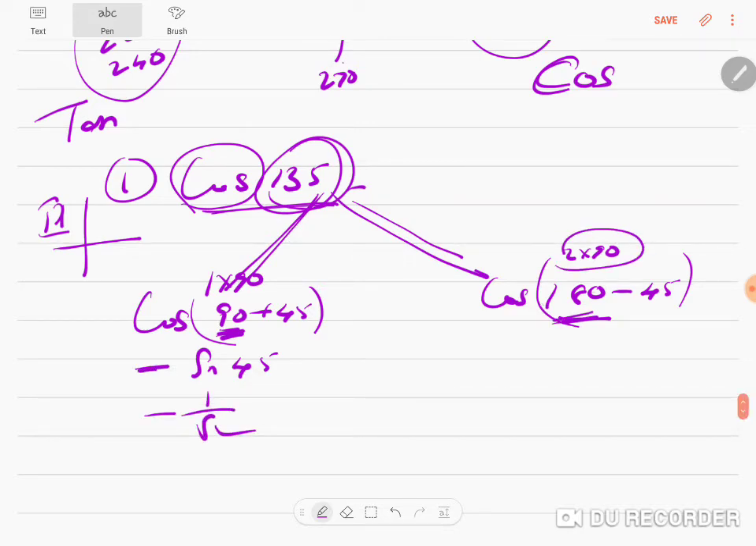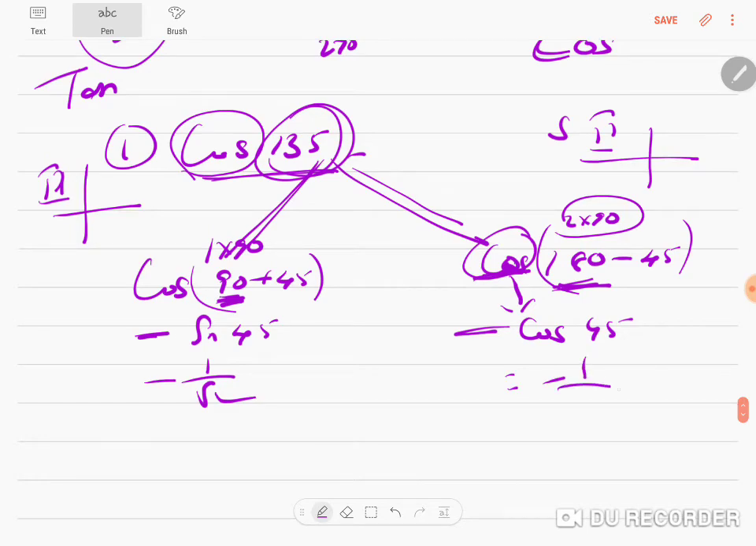This is an even integral. For an even integral, cos will remain cos only. You can write cos 45. Again, here the question is in the second quadrant, where only sin is positive, but the question is about cos, so the answer is negative, which is minus 1 by root 2. So either way, it's up to you whether to write 90 plus or 180 minus to arrive at a second quadrant angle. Your answer will remain the same.